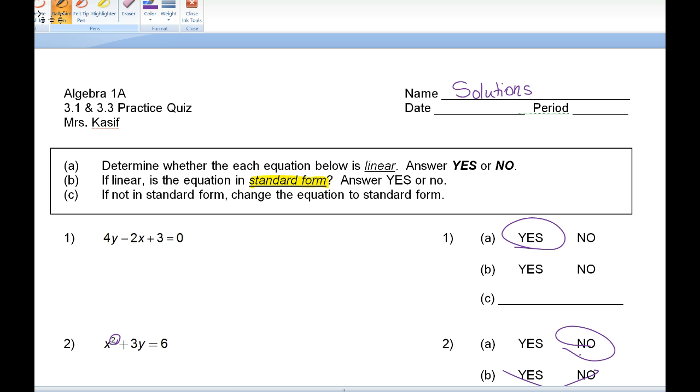Now, we want to answer the next question and figure out, is it in standard form? So standard form looks like this. It has ax plus by equals c. What do we know about a, b, and c? They cannot be fractions. They cannot be decimals. They have to be integers. Remember what integers are? So no fractions, no decimals, and also a, just by the way, a must be positive.